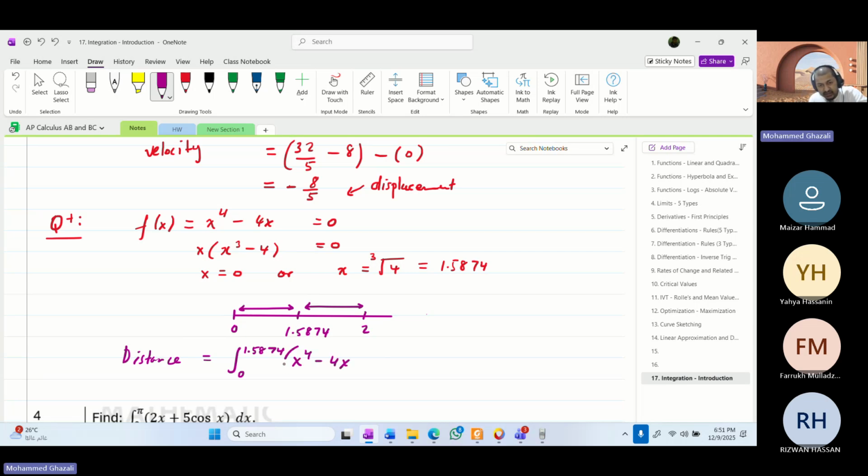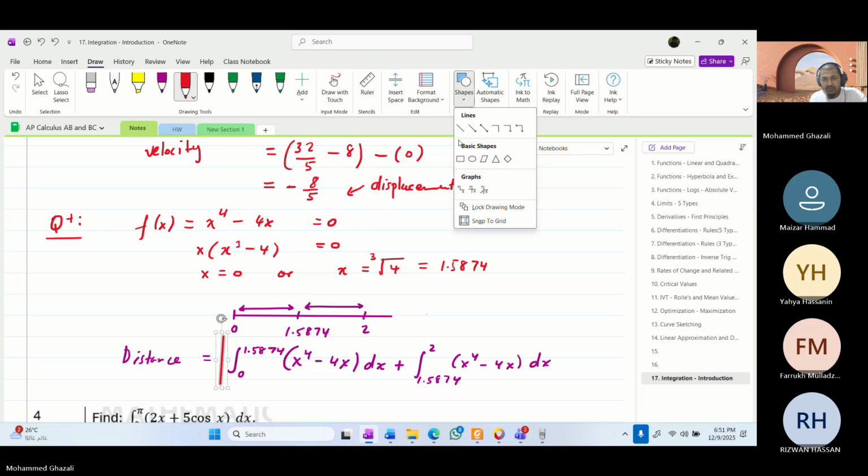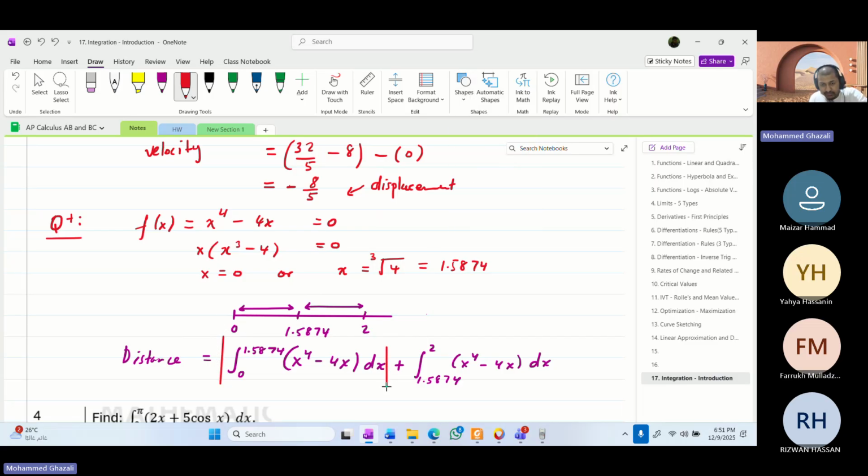So the integral of x to the power 4 minus 4x dx, plus the integral from 1.5874 to 2 of x to the power 4 minus 4x dx. You're going to solve it like this. And you have to take the absolute value as well, because you are solving for distance. You have to split the integral in two parts, because distance is always a positive value. If you're getting a negative answer there, you have to take the absolute distance. So you solve it like this on the calculator and you will get a totally different answer.